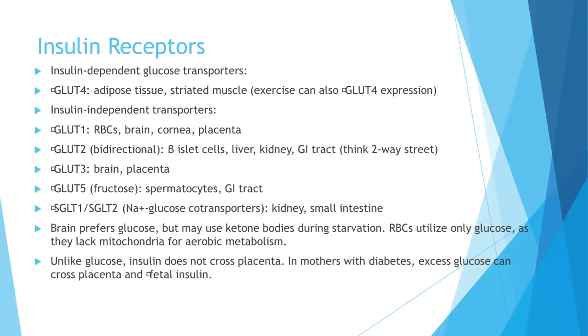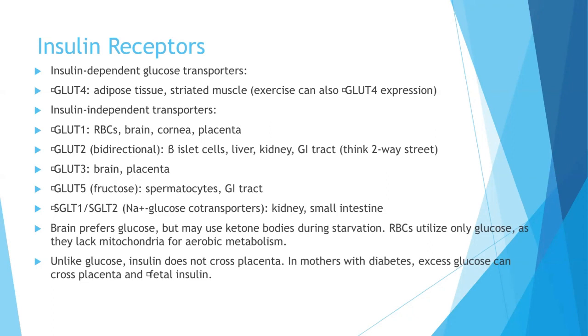SGLT1 and SGLT2 are sodium-glucose co-transporters, which are present in the kidney and the small intestine. The important transporters in this slide are GLUT2 and GLUT1. These are typically high yield, and actually everything here is high yield, but these are the most high yield in this slide, and these are asked most frequently, like which is present in the brain or which is present in the RBC and all.